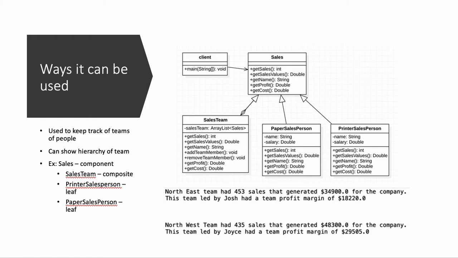In the sales team class, it iterates over each member of the team, comparing who has the best profit margin, which is using the get profit minus the get cost. This allows for the MVP to get recognition.